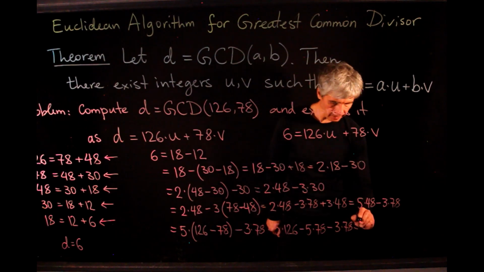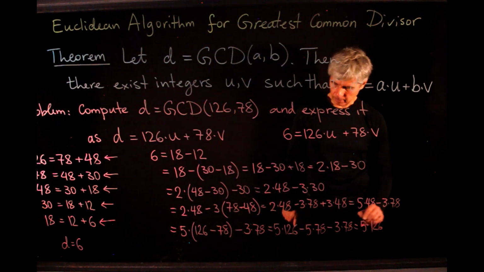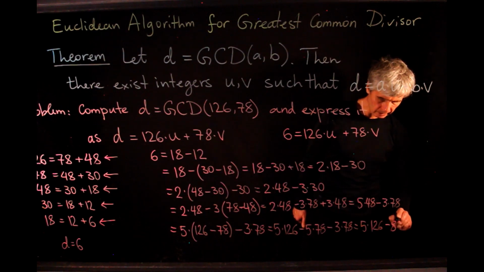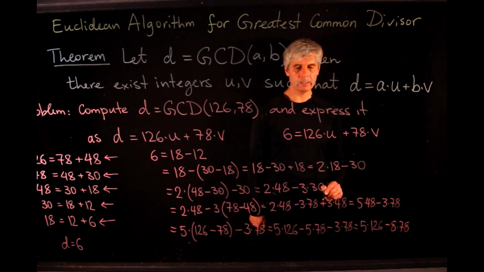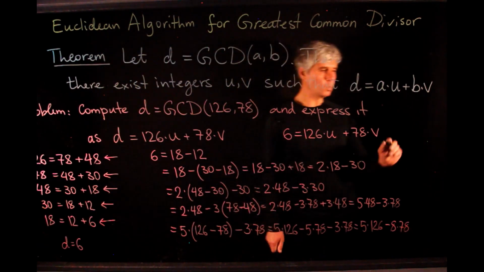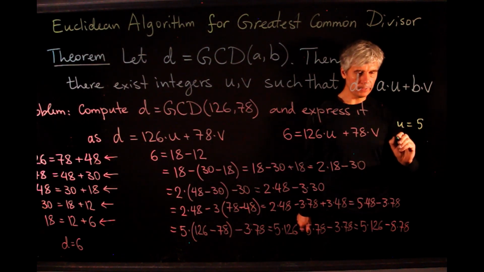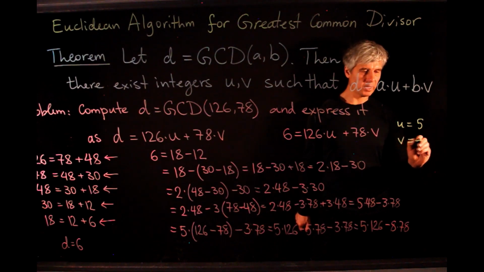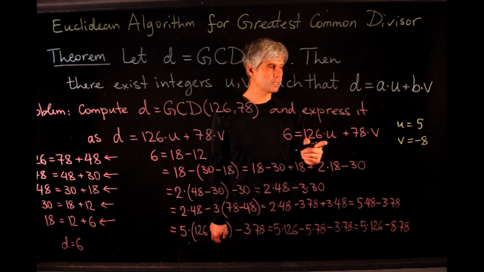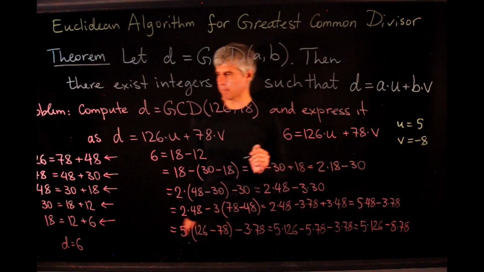Which is 5 times 126 minus 8 times 78. And our conclusion is that u is equal to 5 and v is equal to negative 8. And one can check that 126 times 5 minus 78 times 8 must be equal to 6.